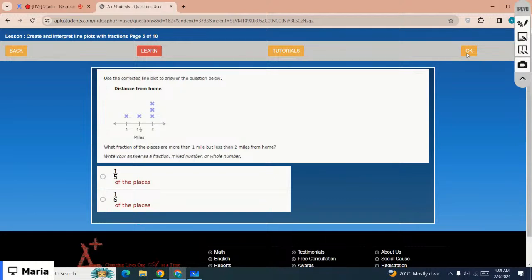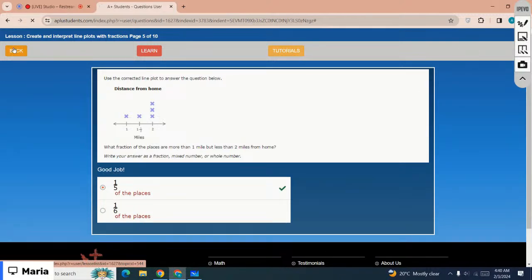Use the corrected line plot to answer the question. What fraction of the places are more than 1 mile but less than 2 miles, right? So for more than 1 and less than 2, you have only one option, that is 1 whole 1 over 2, and in total you have 5, so that is 1/5 of the places. You have to write down the answer in fraction form. The total places are 5, only one of them qualifies, so that is 1/5. Got it? Okay, you can complete the lesson by yourself later today.